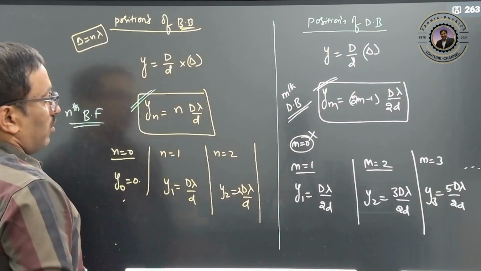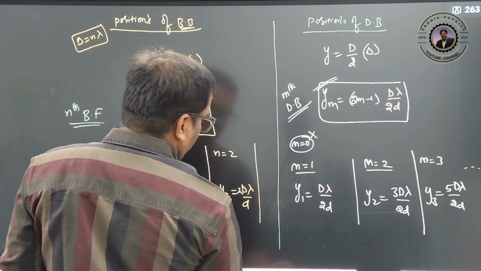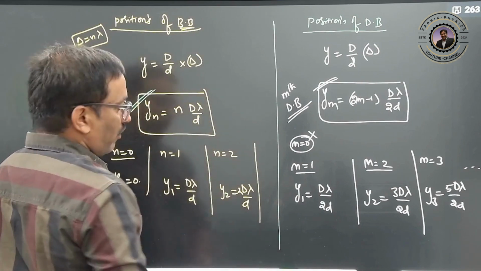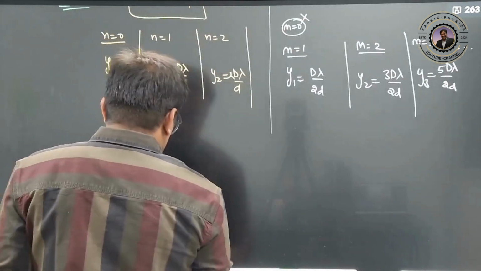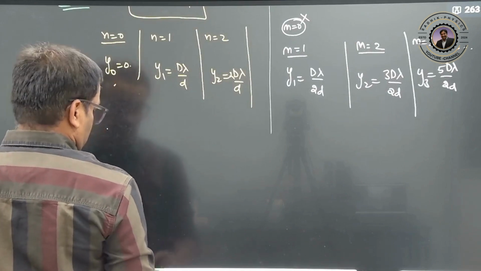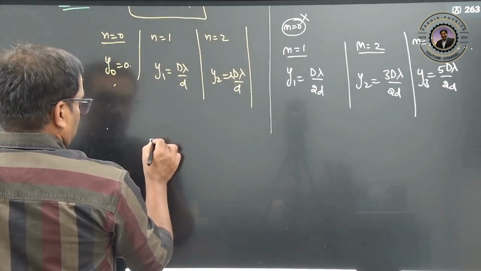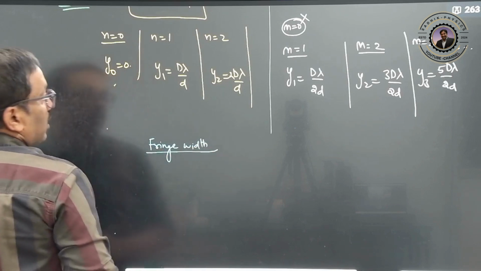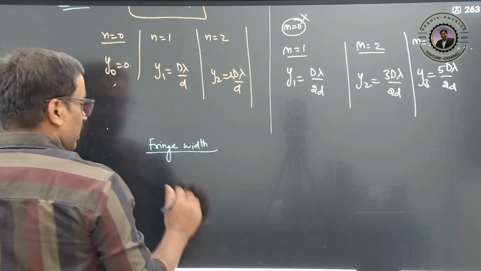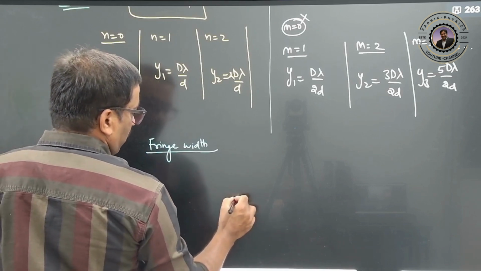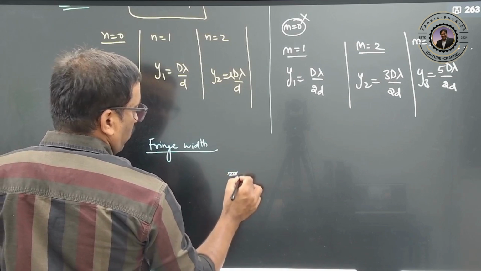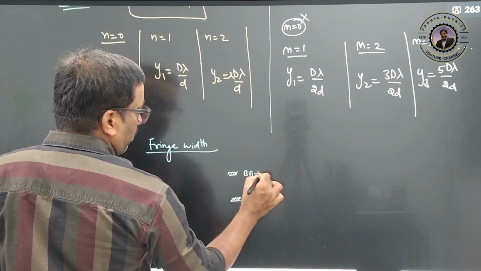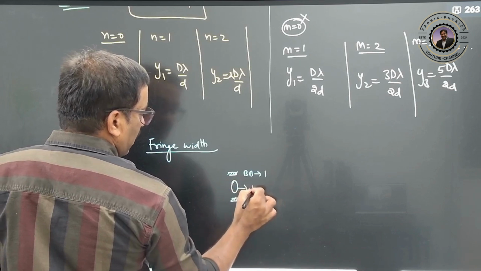Clear? Now we will see one more important thing. We want to calculate the size of the fringe, which is called the fringe width. What is the fringe width? Suppose this is your central bright band, and this is your first bright band. This distance is what you can call a dark band.